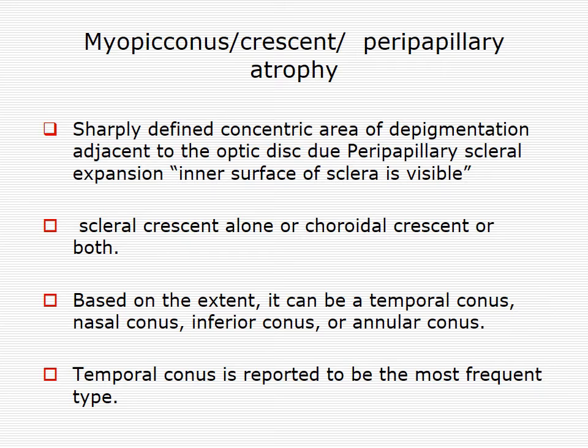May be scleral crescent alone, or choroidal crescent, or both. Based on its extent, it can be a temporal conus, a nasal conus, inferior conus, or annular conus. The temporal conus is reported to be the most frequent type.